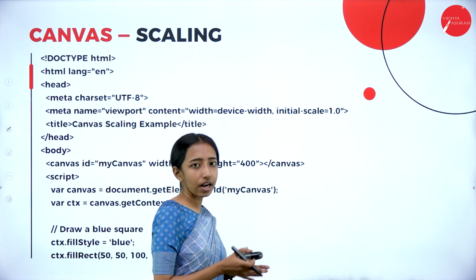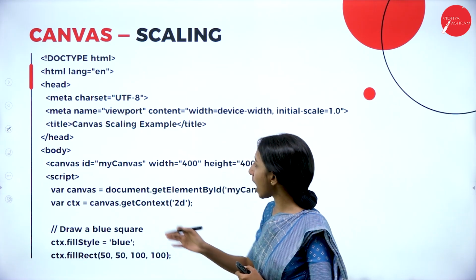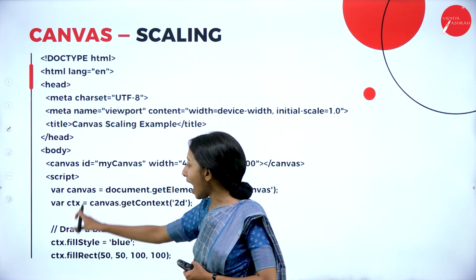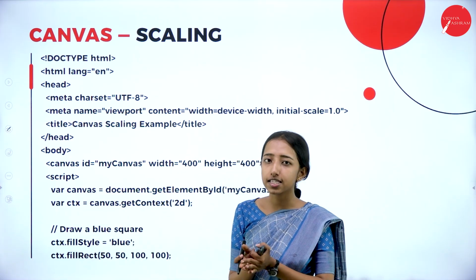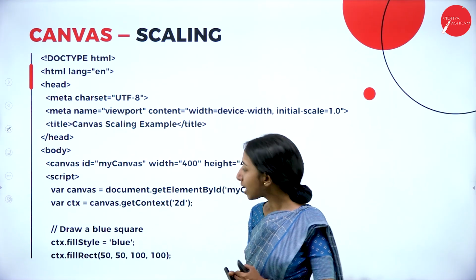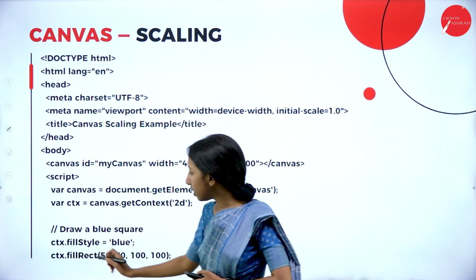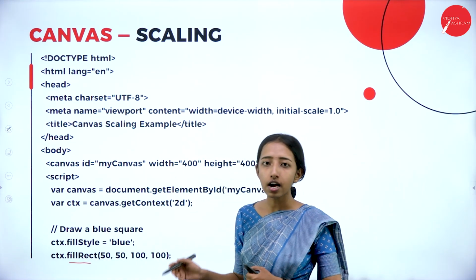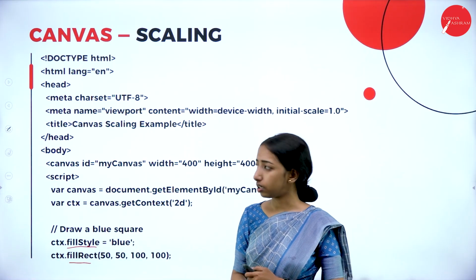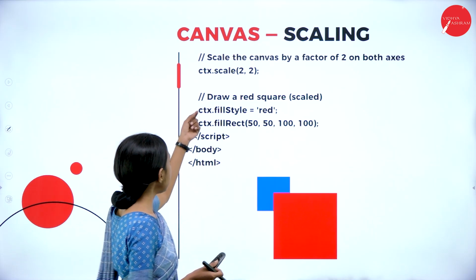So here is an example of how this works. Again the title, the canvas scaling example, and here we have the canvas tag with its attributes, and next in the script I have taken two variables, the canvas and ctx, with get element by id my canvas and get context 2d. And next we will be drawing a square. So here fill rect, and we are giving the x, y, height and width, and the fill style, the blue color. So now we have created a simple square.